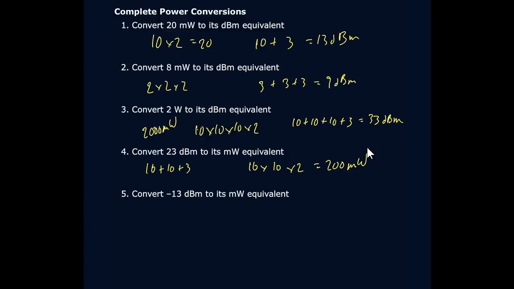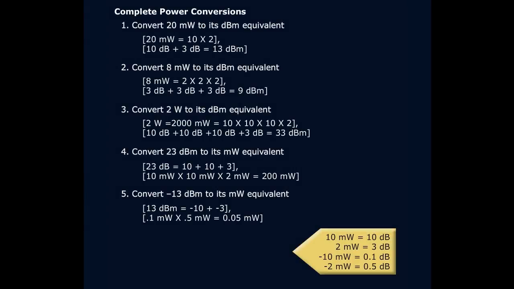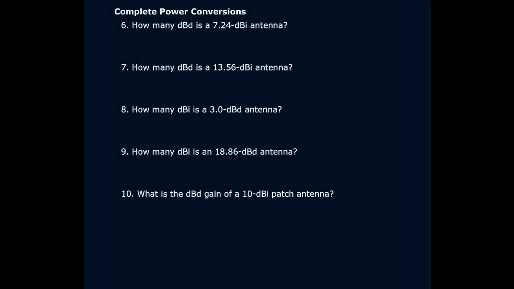All right, this last one's a little tricky. Negative 13 dBm. So that means this is negative 10 minus 3. All right, that's okay though. That means on this side, that's 0.1 times 0.5, which is going to be equal to 0.05 milliwatts. All right, so that's the process that we're going through in order to convert from one to the other. Here it is in a little more pretty format, just seeing the same values right there, all typed out nice and neat.